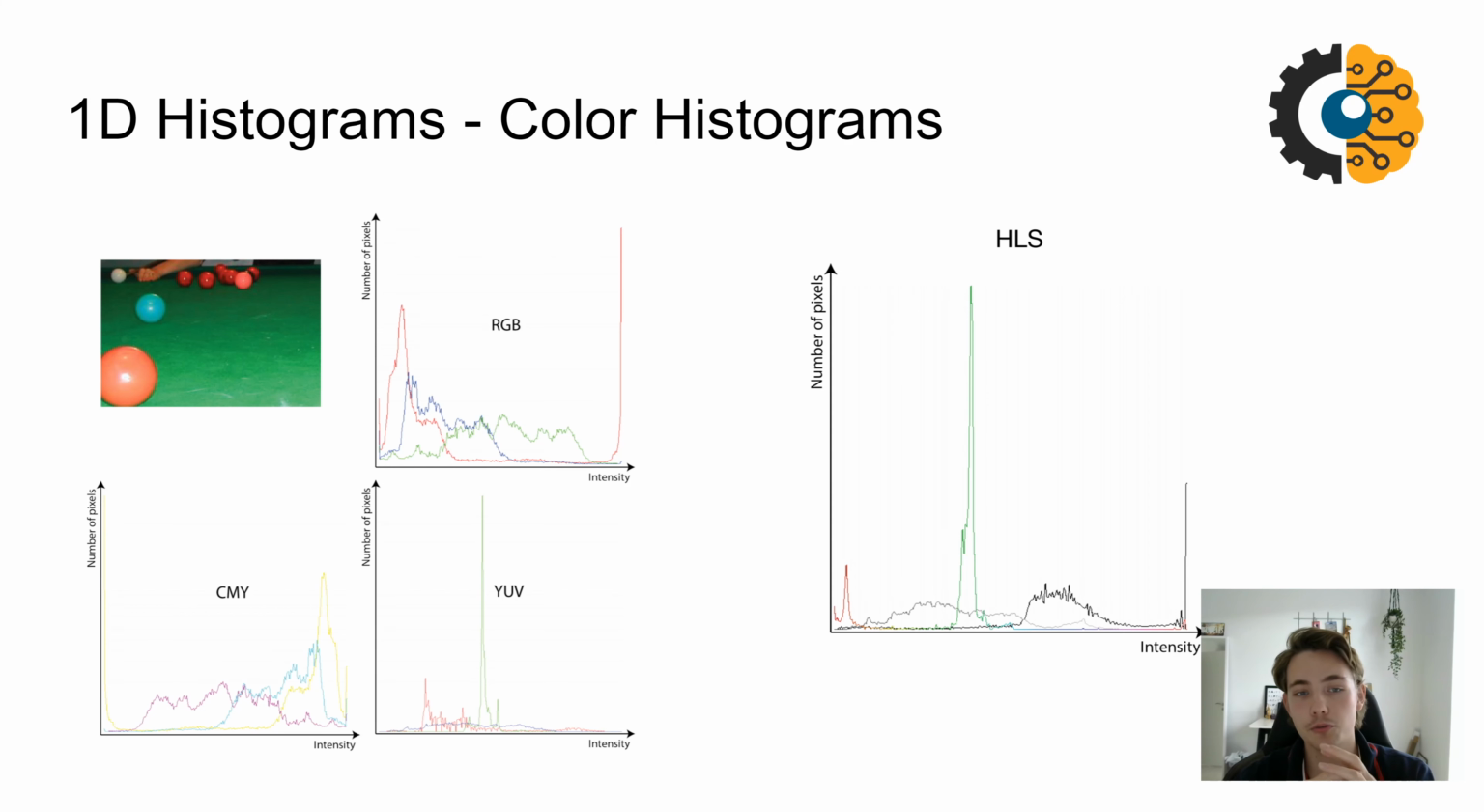We can also have a colored histogram. In 1D histograms we can have these colored histograms, where we have 3 channels for the red, the green, and the blue color, and then it will look like this, where we still have the intensity on the x-axis and the number of pixels on the y-axis, but then we draw 3 different lines, one in each color.